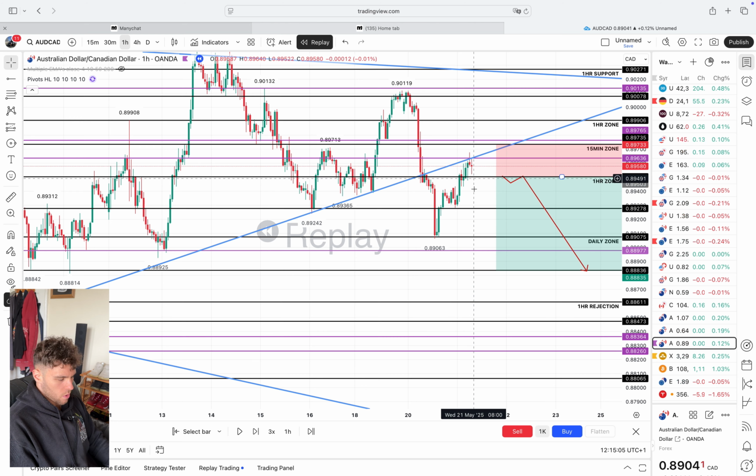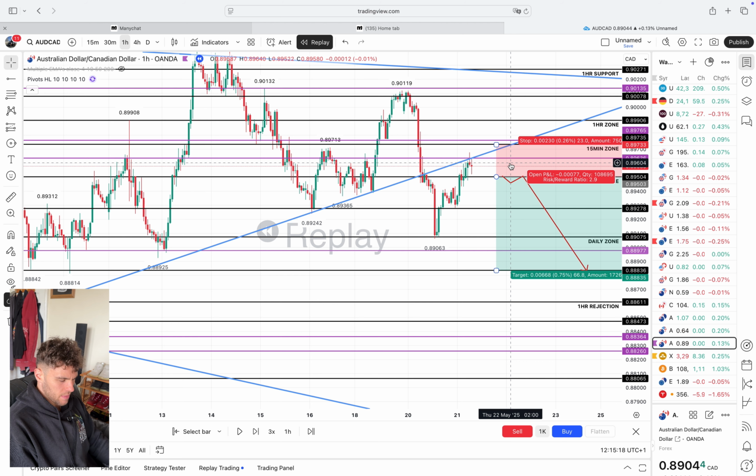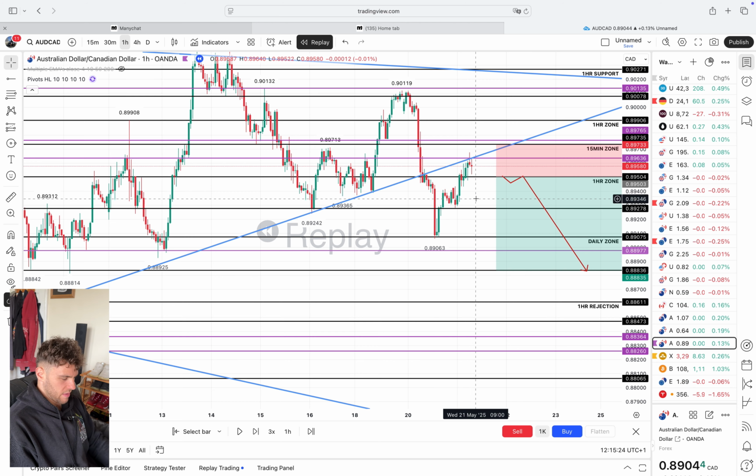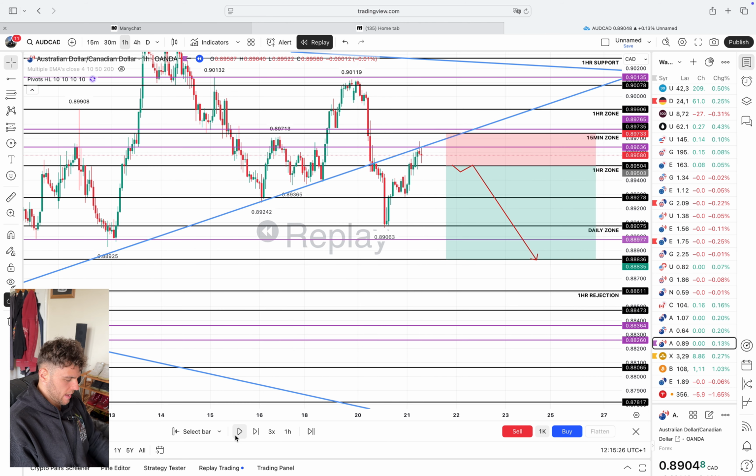Now, the stop loss would have been a break back into the trend lines. If we break back into the structure, I'm then not happy with the trade. So that's where the stop loss came from. We were risking 23 pips for around a 66.8 pip move, around 60 pips, let's say, give or take. So let's see this play out.